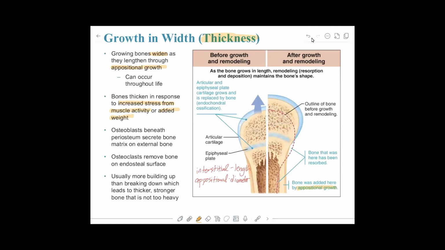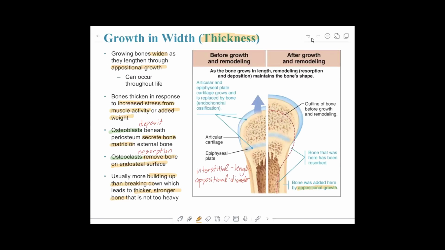So the osteoblasts are going to secrete bone matrix. Osteoclasts remove that bone by the endosteal surface. So it's sort of like we have these two cells working in tandem. The osteoblasts are going to deposit calcium matrix, and the osteoclasts are going to remove it through calcium resorption. So there's usually more building up than breaking down, which leads to thicker, stronger bone that is not too heavy.